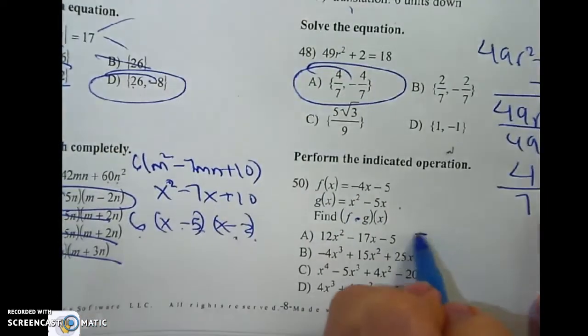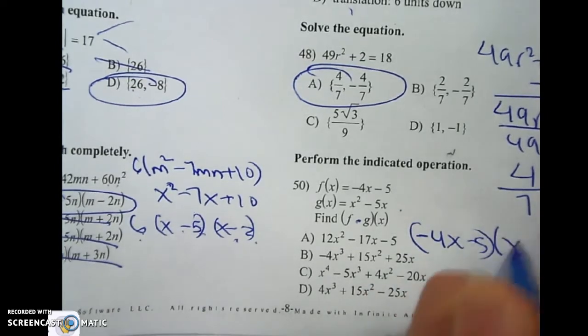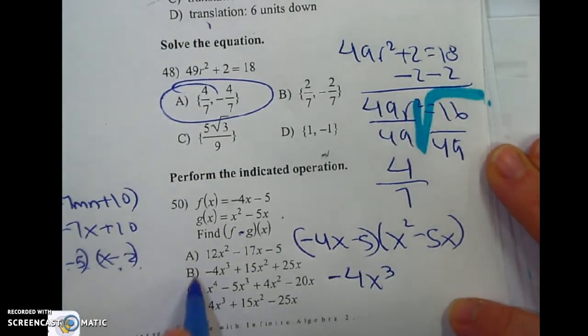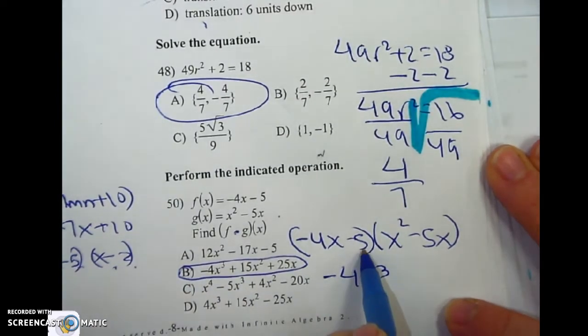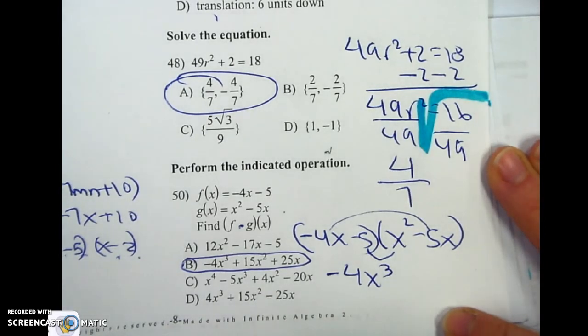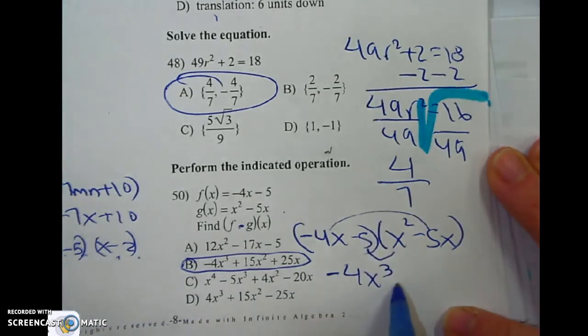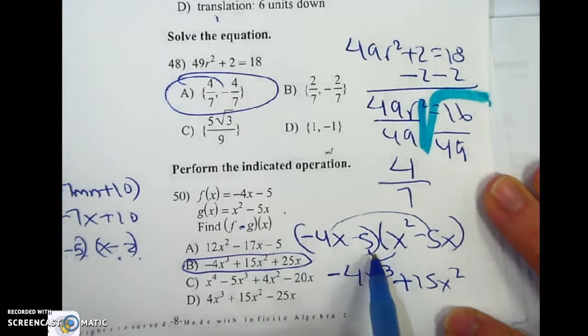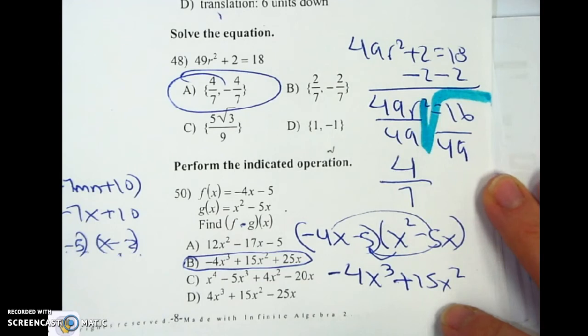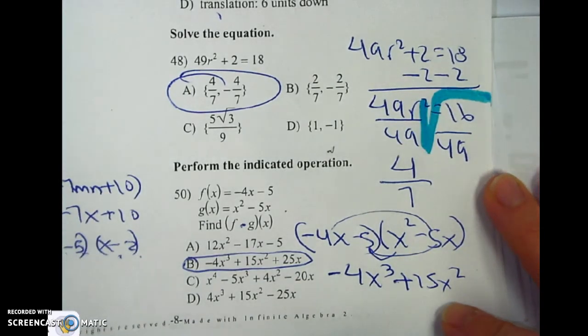Number 50, this is multiply. So I'm going to go negative 4x minus 5 times x squared minus 5x, which means I'm just going to box it out. If I box it out, I get negative 4x cubed. Well, that means it's this one. Let me double check. Minus 5x squared plus 20x squared. Wait a minute, did I do that right? Minus 5x squared plus, yeah. Minus 5x squared plus 20x squared is 15x squared, sorry. And then negative 5 and negative 5 is positive 25. Always double check. What if you're that one question away from being perfect? And that's your test.